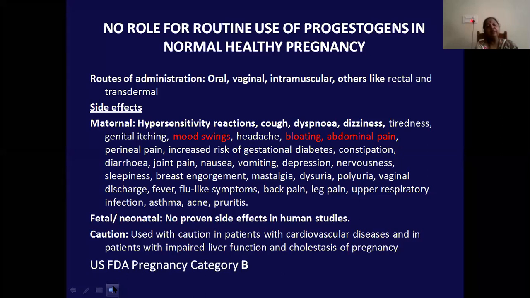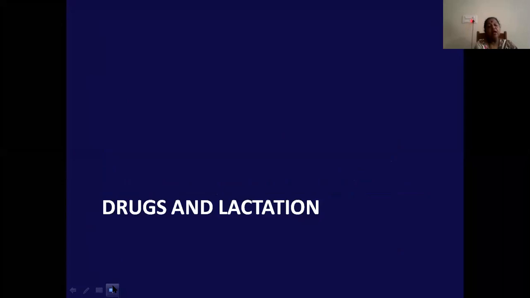There are only a few indications where you can give progesterone, and there are varieties of progesterones available. So you can prefer according to the indications and the guidelines. You can go through the guidelines and find out the US FDA category B progesterone. I just want to stop here, and the next session is on drugs and lactation.